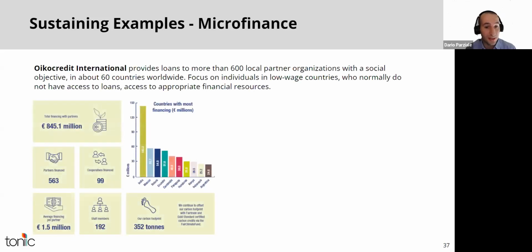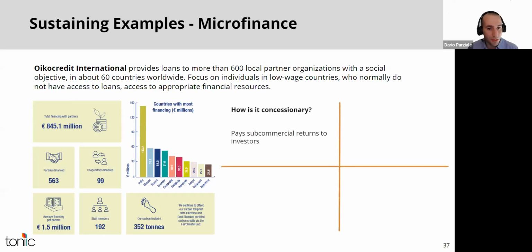Credit International is an example of such a microfinance institution. It provides loans to more than 600 local partner organizations with social objectives in about 6 countries worldwide. Through these partner organizations, Credit provides individuals and groups in low-wage countries, who normally wouldn't have access to loans, access to appropriate financial resources. It has deployed over 1 billion in assets, operating for a very long term, and it has over 600 lending partners.